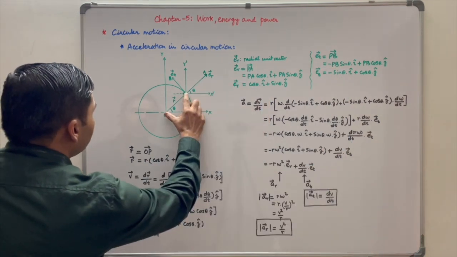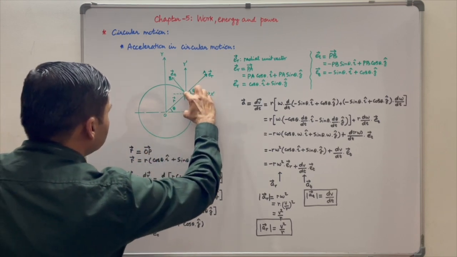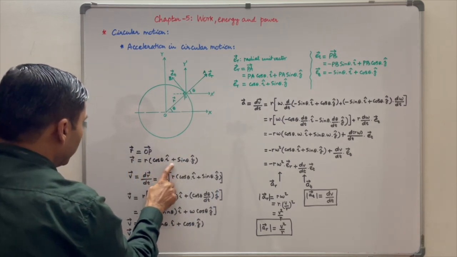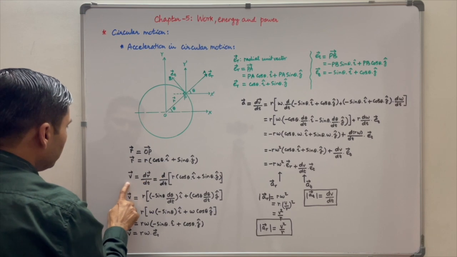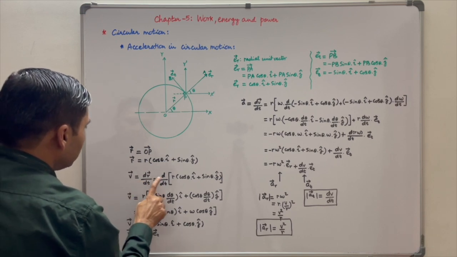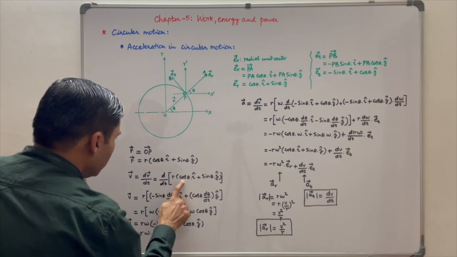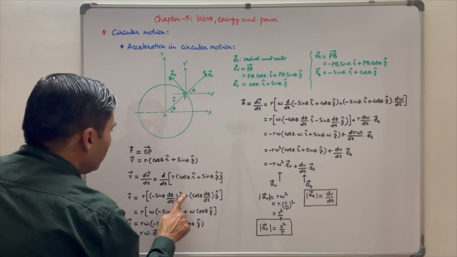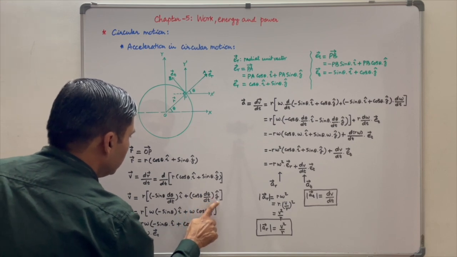Vector r is equal to vector OP. It can be written as r cos theta i plus r sin theta j. If we differentiate both sides of this equation with respect to time, we get velocity of the particle at point P. So velocity v is equal to dr by dt, and that is equal to d by dt of r cos theta i plus r sin theta j. When we differentiate first term with respect to time, we get minus sin theta d theta by dt i. When we differentiate second term with respect to time, we get cos theta d theta by dt j.